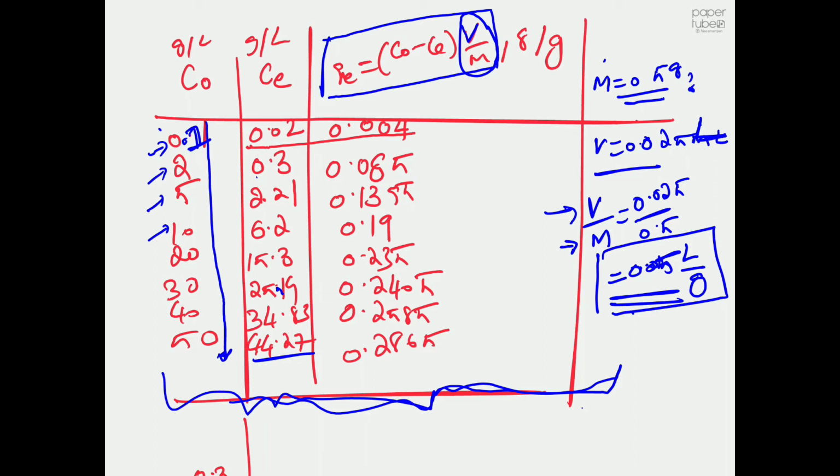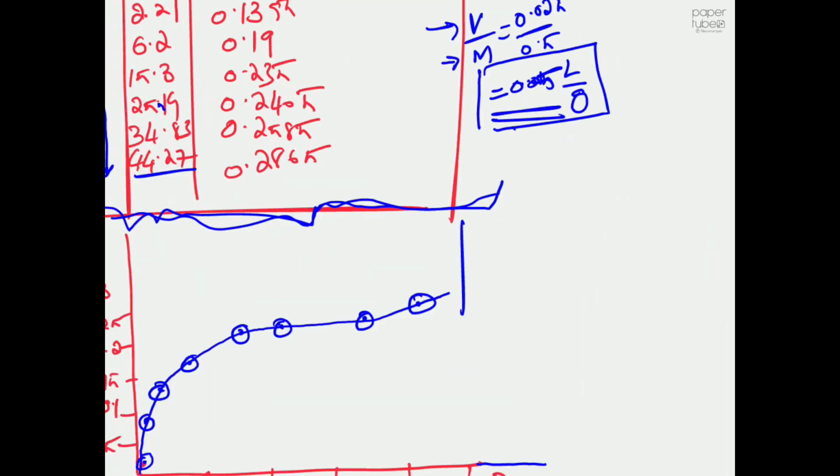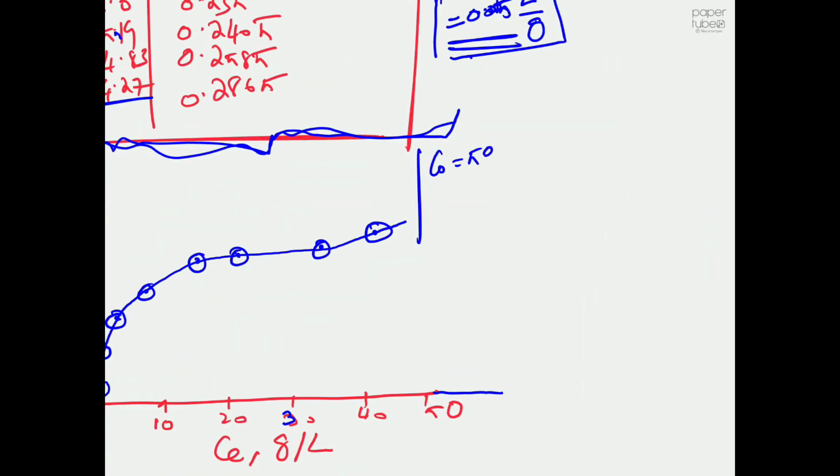So if I ask you to tell me what will be the, say, you start an experiment at 50 grams per liter, and let's fix the volume at 0.025 liters, and this time instead of 0.5 grams I'm going to add 1 gram. So what will be the CE value?